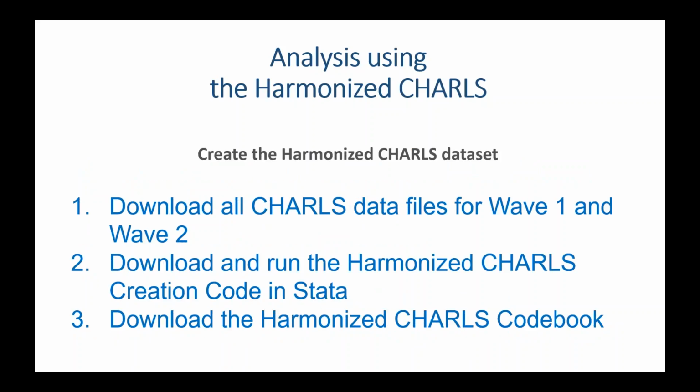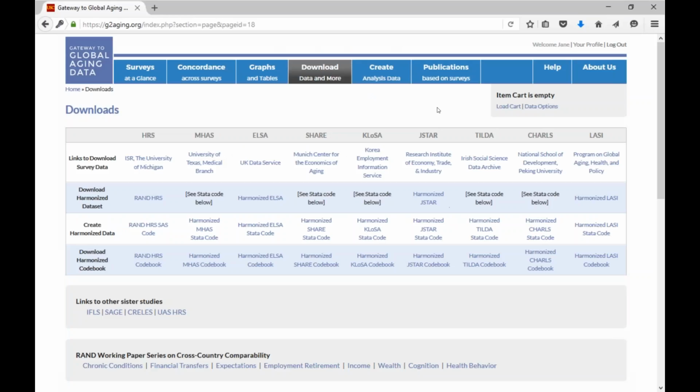So to begin with, we're going to create the Harmonized CHARLS dataset in particular. First, we're going to download all CHARLS data files for Wave 1 and Wave 2. We're going to download and run the Harmonized CHARLS creation code in Stata. And then we can also download the Harmonized CHARLS codebook so we have documentation, so that we understand the dataset that we're using.